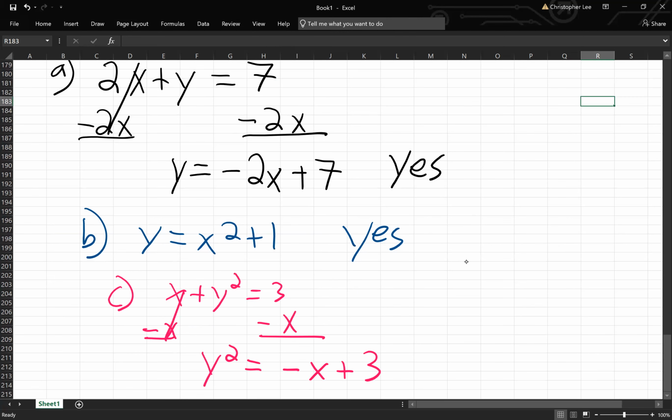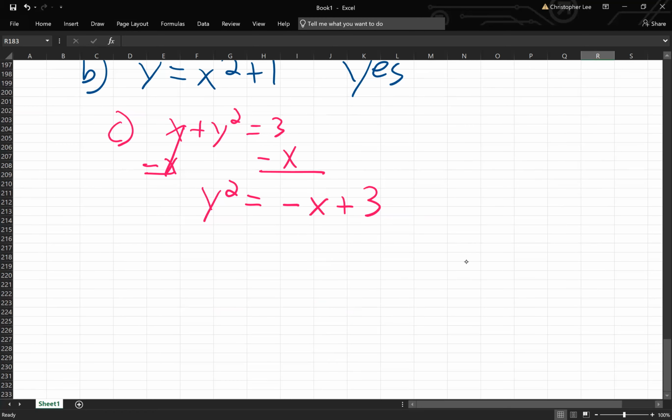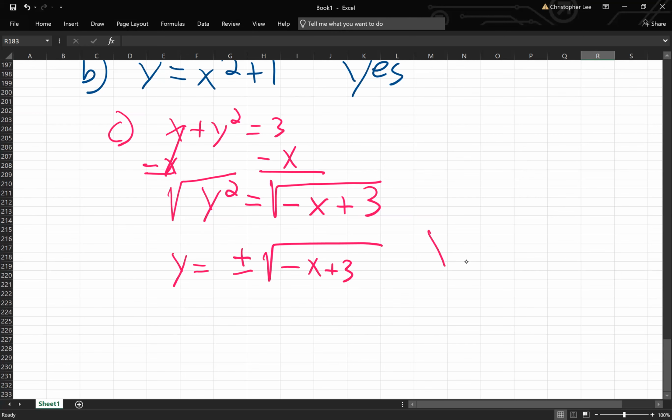Now, when I subtract the x over here, I have y squared is equal to negative x plus 3. But I'm not done though, right? I have that square right there, so I have to get rid of the square. Now, we didn't learn about this yet, but I'm giving a preview to something that we're gonna do later on in the class. To get rid of the square, I gotta square root this. What I do to one side, I gotta do to the other. So now I have y is equal to plus or minus the square root of negative x plus 3. Long story short, I got how many y's here? I got two. Two y's here. This is not a function.